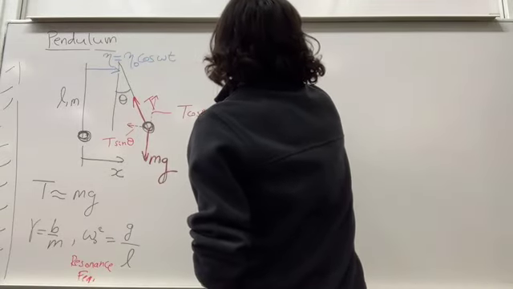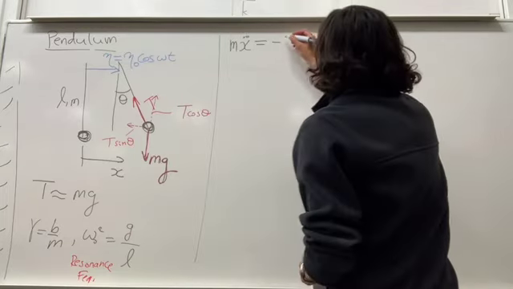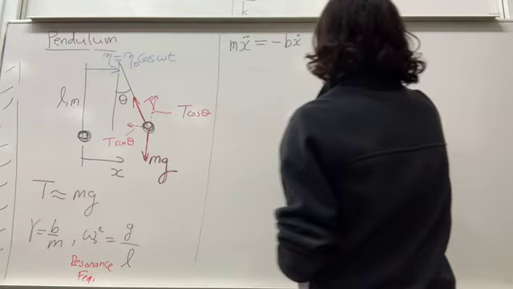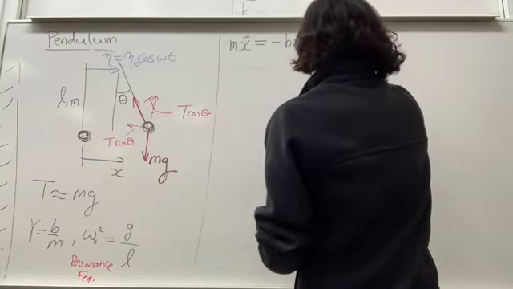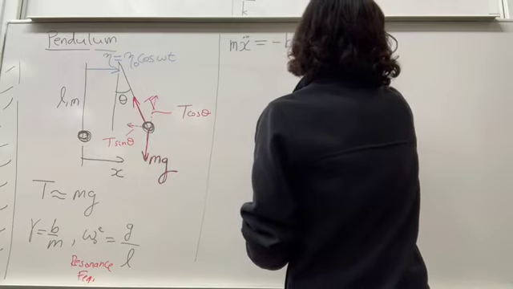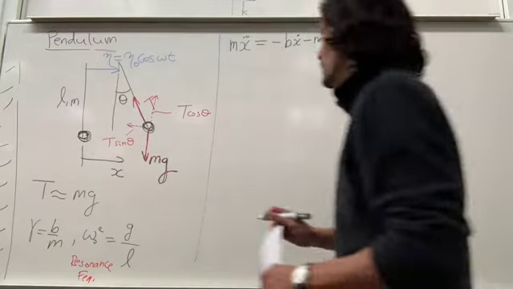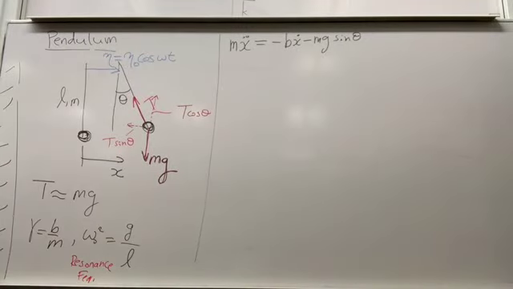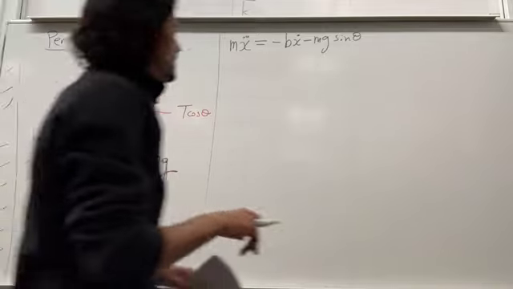All right, let's write the equation. F equals ma. We have the resistive force as before. Now we have mg sine theta in the x direction, right? This is mg sine theta, with the minus sign.